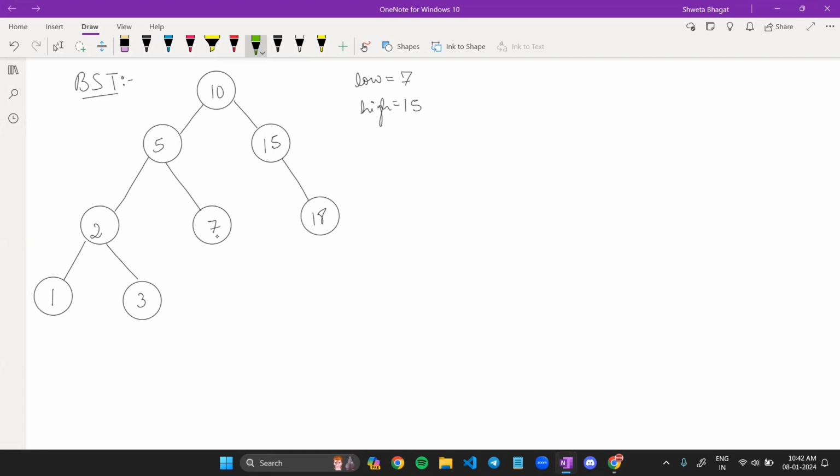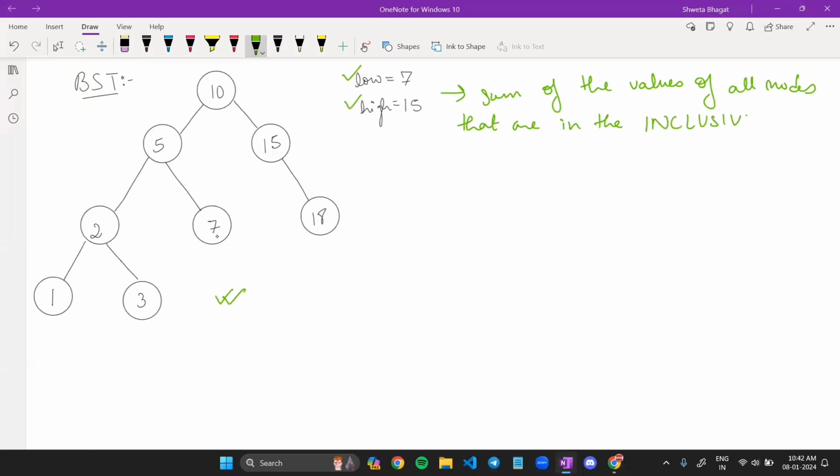So according to the problem statement, we have been given a BST and two integer values, low and high, and we have to find out the sum of the values of all nodes that are in the inclusive range of low, high. Now, what do I mean by an inclusive range?